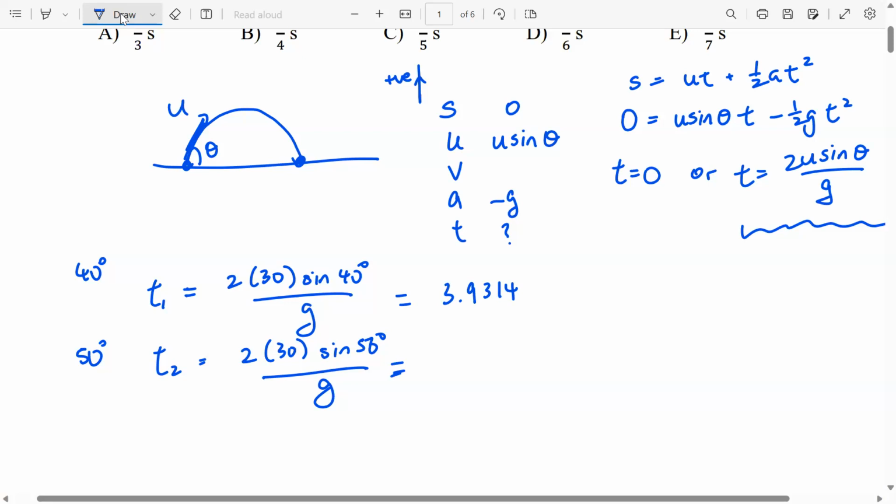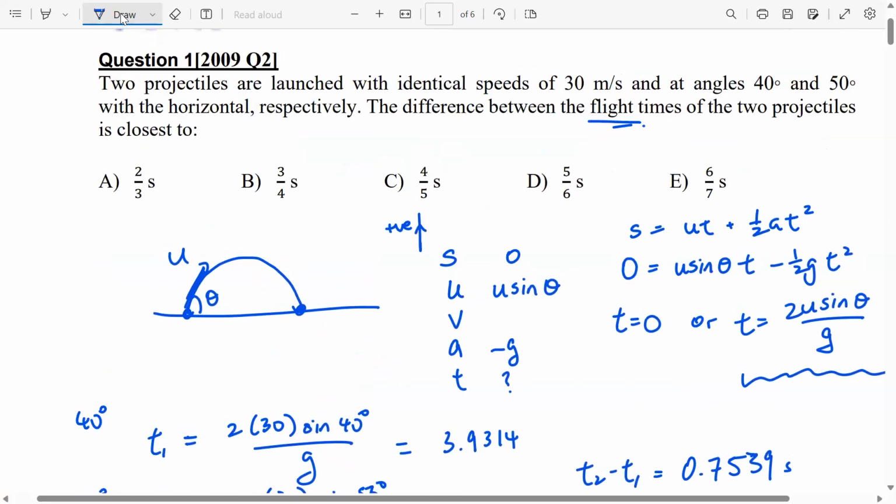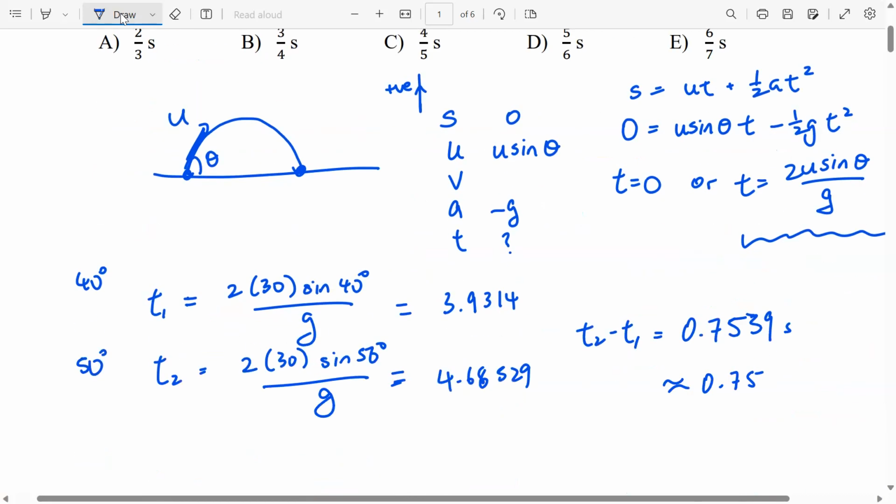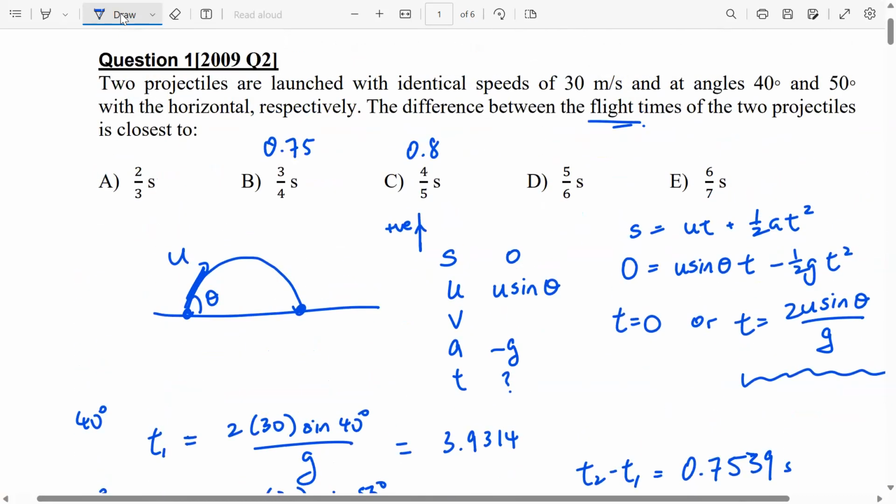For the second one, the 50 degrees, it will become 4.68529. And if you take the difference, T2 minus T1, it will give you 0.7539. To 2 significant figures, that is around 0.75. Now 0.75, of course, when you look back, is going to be closest to B. This is 0.75. This is actually 0.8. It's pretty close, but you can see 0.7539 is closest to 0.75.